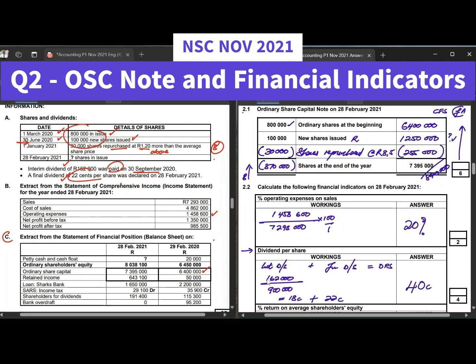Very, very important. At times, the examiner will not demand the dividend per share. At times, they want you to calculate just the interim dividend per share. At times, they want you to calculate just the final dividend per share. But in this case, they wanted us to calculate the dividend per share. And we had to take the interim that we calculated plus the final that was given.